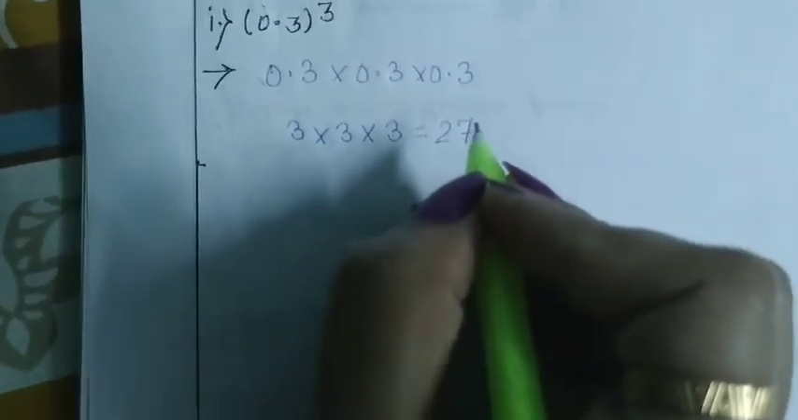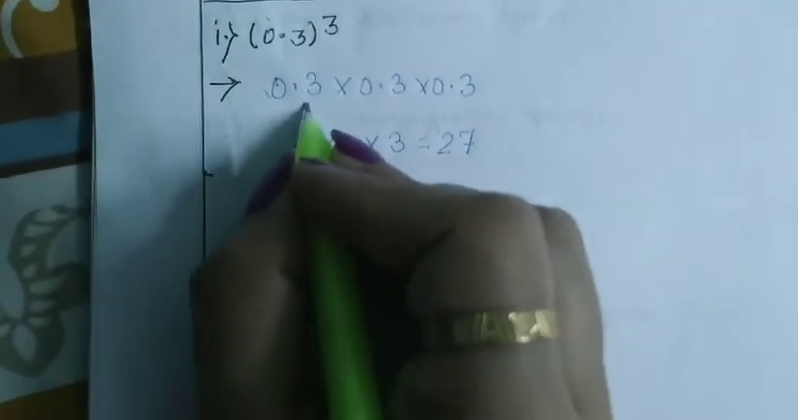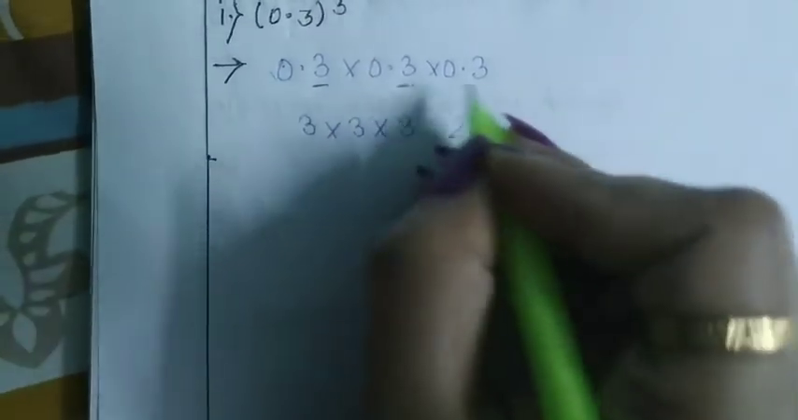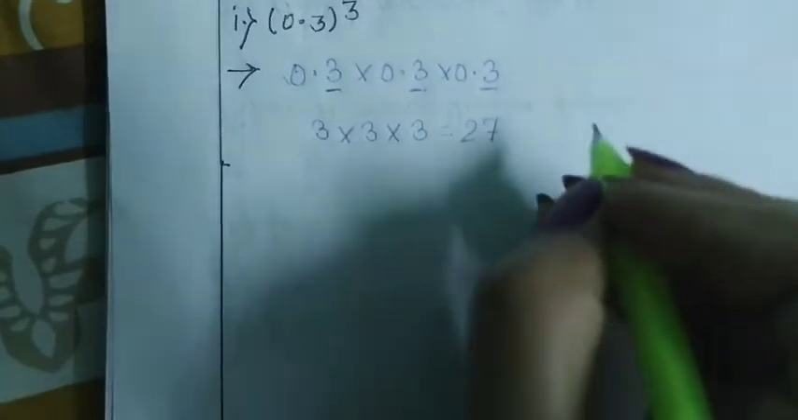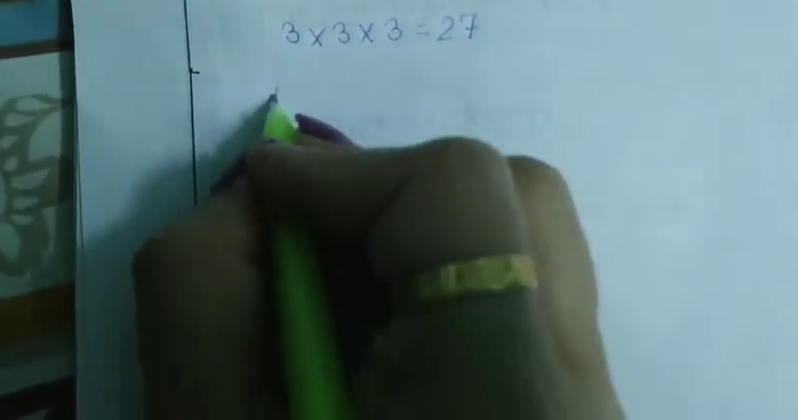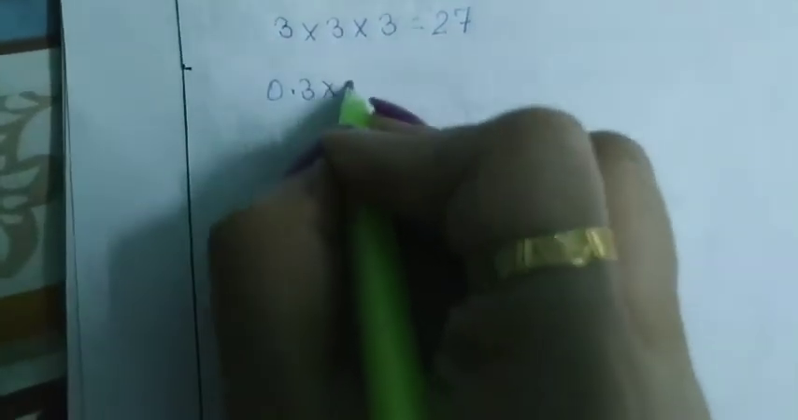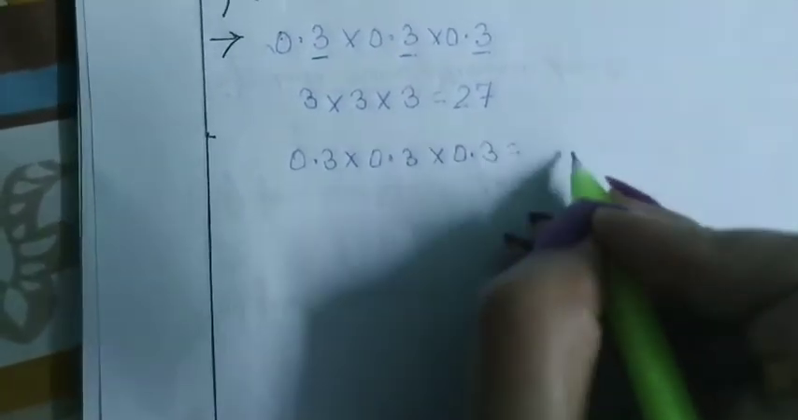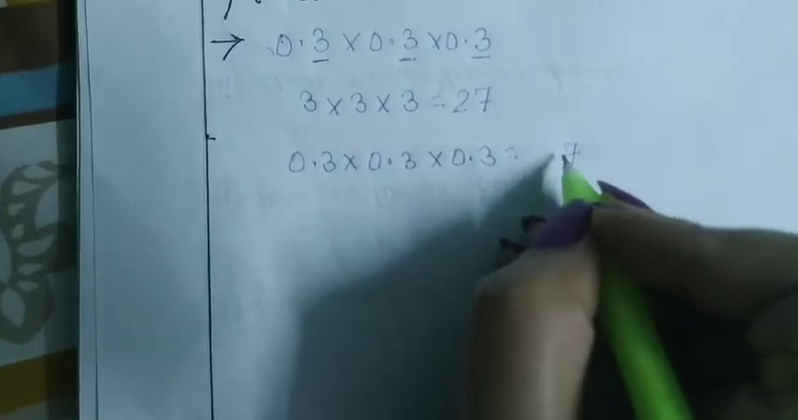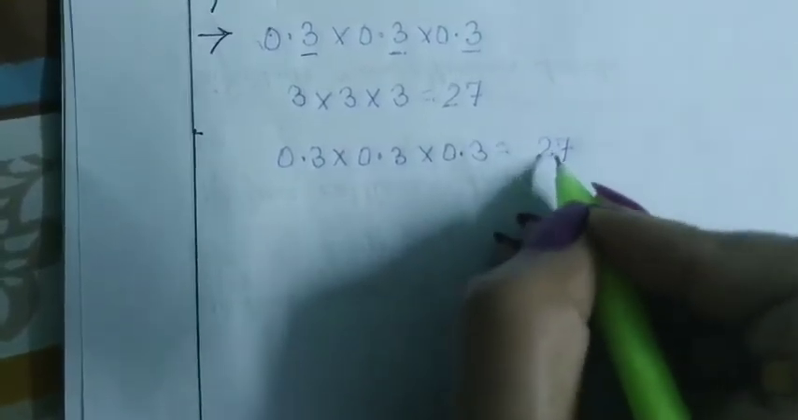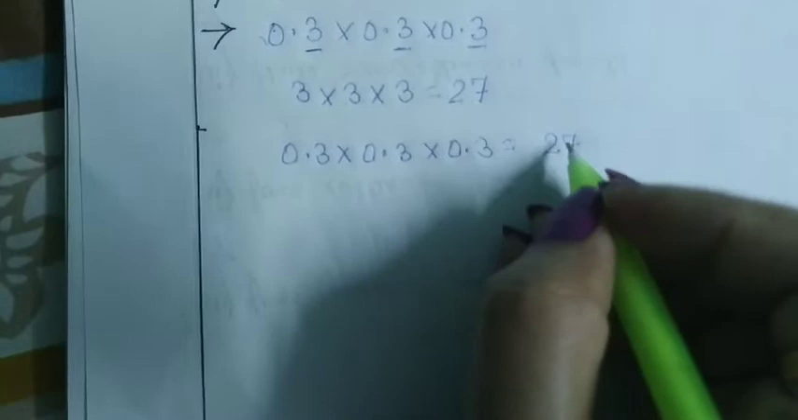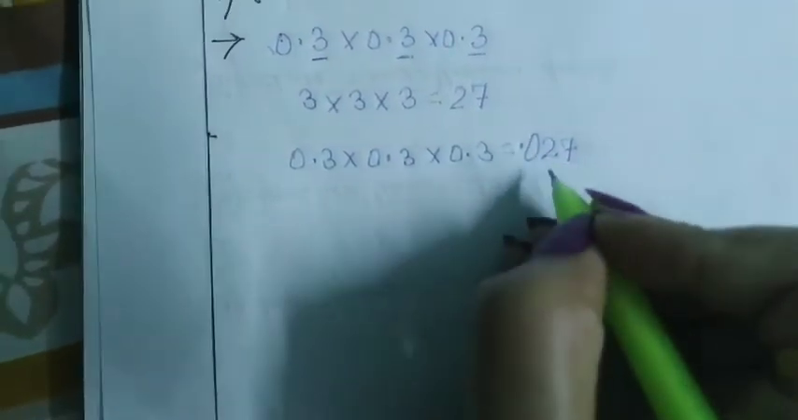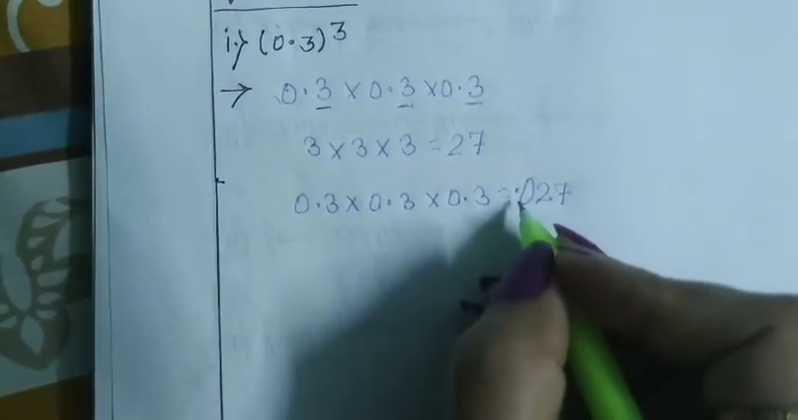For putting the decimal, we will count the number of digits after the decimal point. 1, 2 and 3. So 0.3 into 0.3 into 0.3 is equal to: 7 is the first digit, 2 is the second digit, and the third digit we don't have, so we will put the 0. After that we will put the decimal mark.